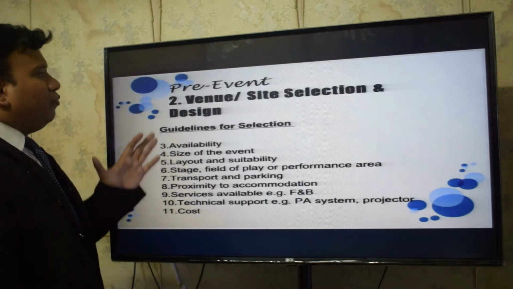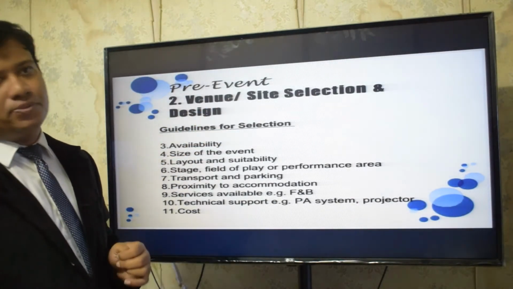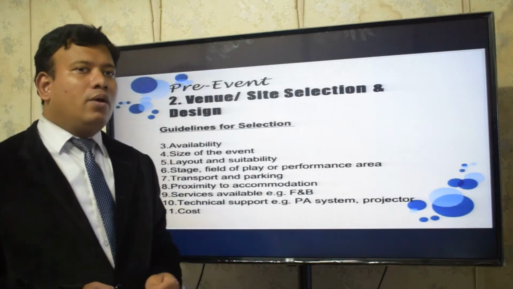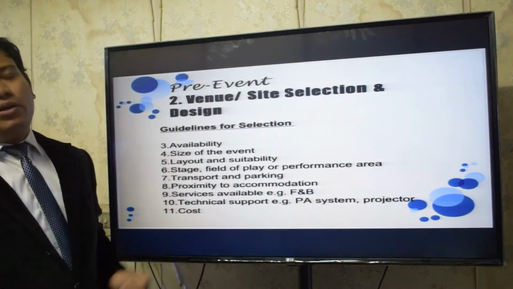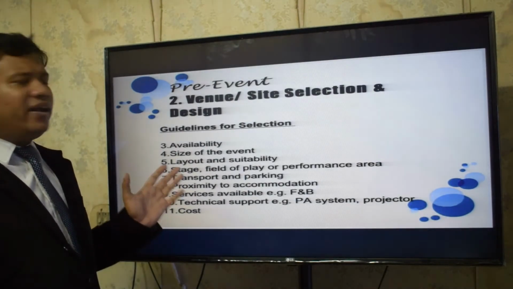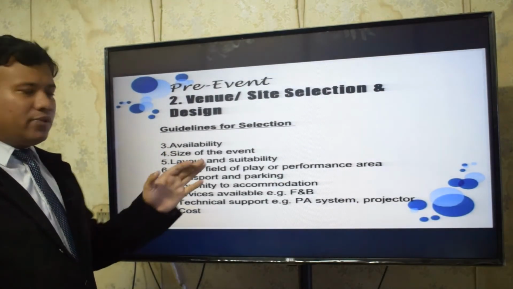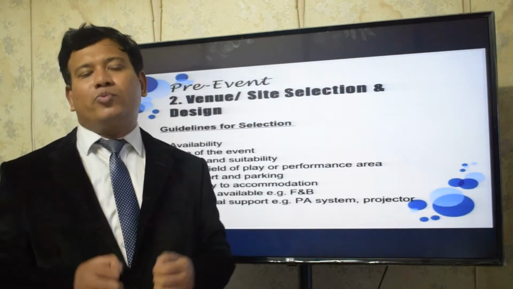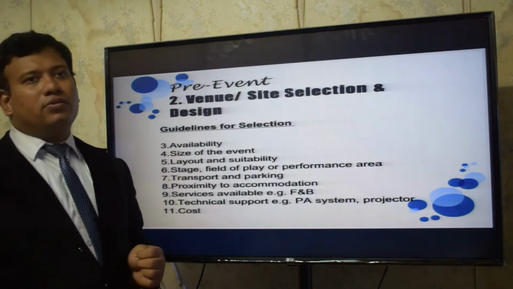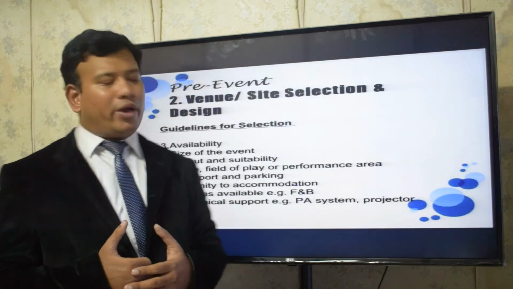So in the next slide we see the venue, site selection and design. Guidelines for selection: the availability. As I told you, availability is very important for a venue. Next in the pre-event, we see the venue, site selection and the design. So guidelines for selection of a venue are availability and size of the event. The availability of a venue is very important to start the function. Size of an event: how many people are going to come for an event? What kind of venue do we require?